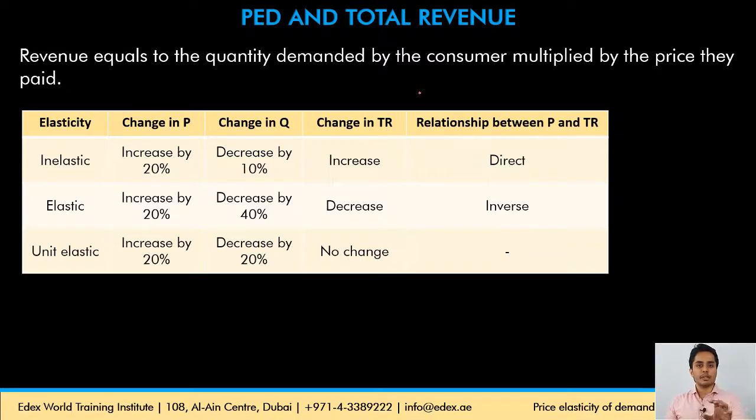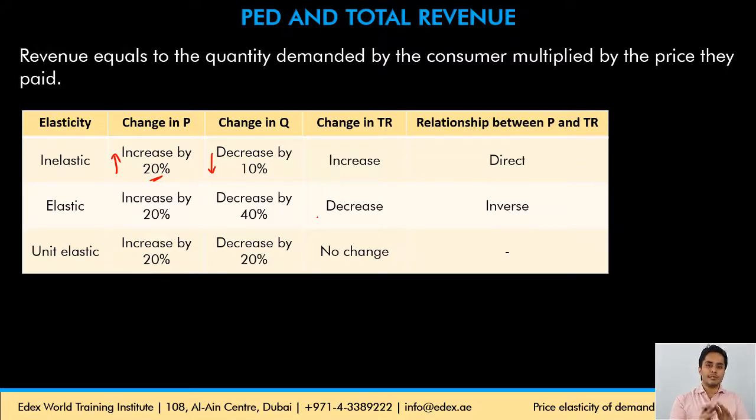Let's understand inelastic demand first. Now, assuming that the producer is increasing the price of the product by 20%, the law of demand states that the quantity demanded has to go down, and since the product is showing inelastic demand, the percentage change in quantity has to be less than 20%. So let's assume that the change in quantity is negative, going down by 10%, just an assumption.